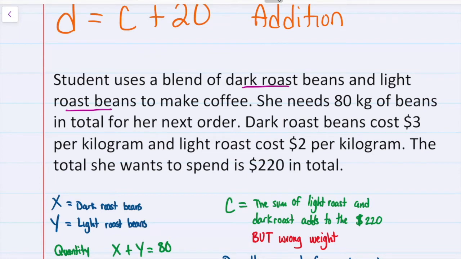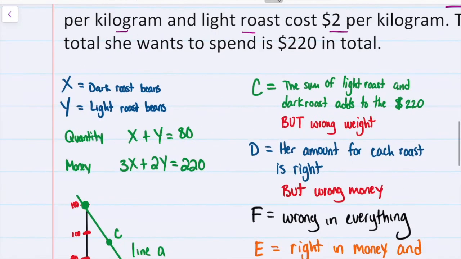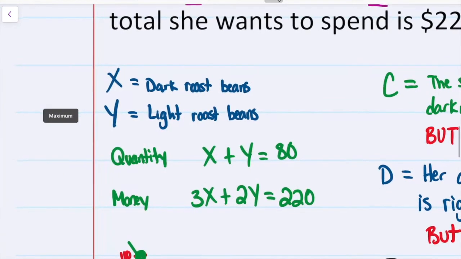Well, when she bought these coffee beans, she wanted a total of 80 kilograms. But here's the thing. Dark roast beans cost $3 per kilogram, while light roast costs $2 per kilogram. And the total money she has available to spend is $220. It's a lot of information, but if you set it up, you'll be fine. So look at the following.